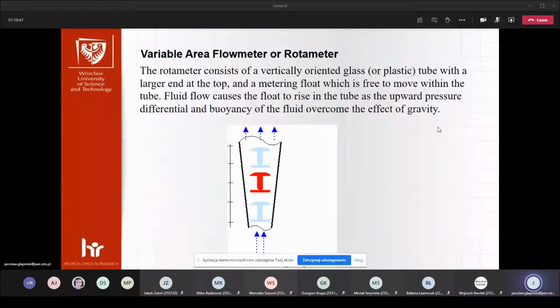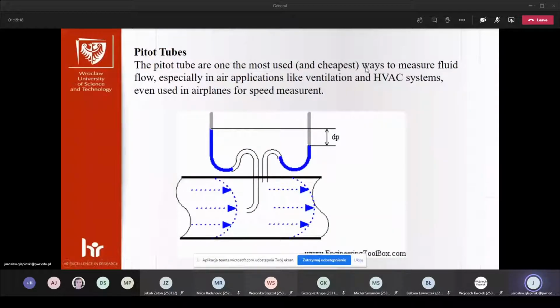We can find variable area flow meters that are called rotameters. So it is an element that floats in this moving air. If there is no flow, it's down. If the flow is higher, this element goes up. So in this way, we can more or less measure the flow. Or we can use the Pitot tube, which is usually used for ships and planes, because this kind of flow measurement can operate in open space. It doesn't need any pipe to measure.